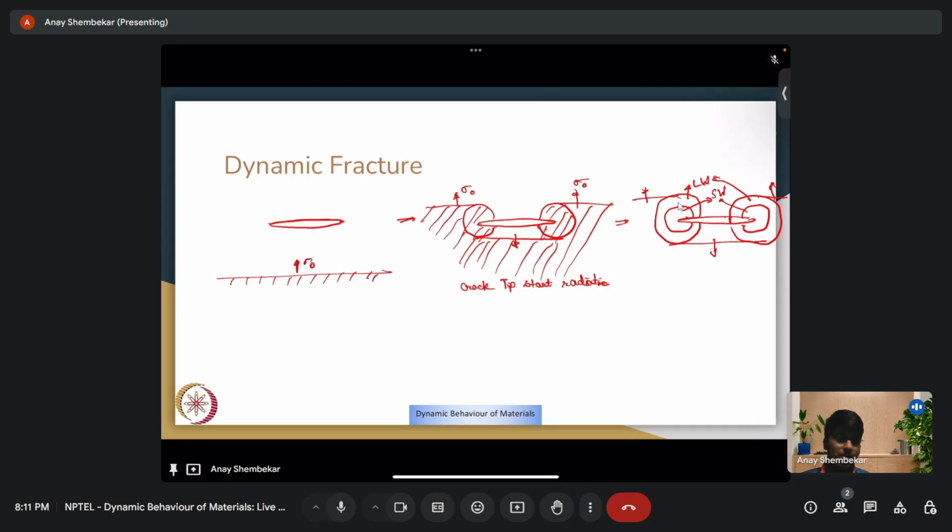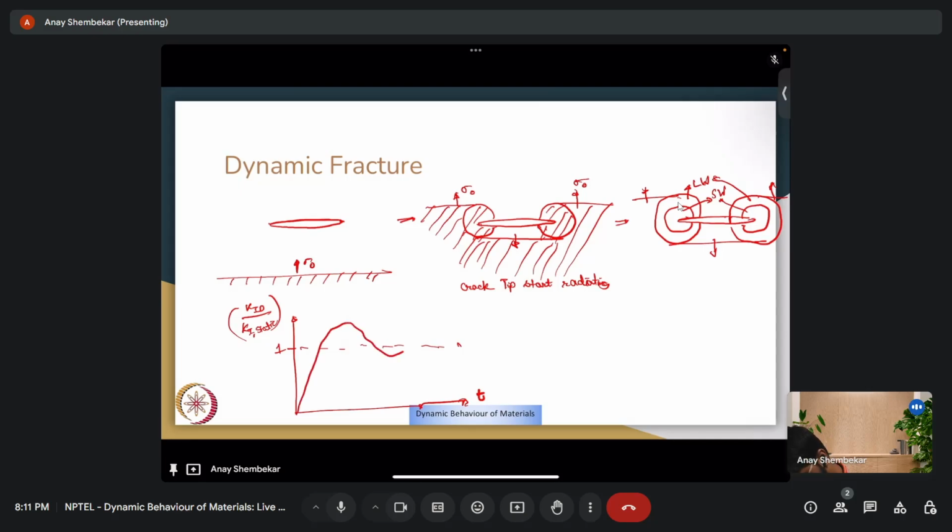And if one were to plot how the dynamic fracture toughness looks, so KID by KI static. So this is one, unity. This is time. Near the crack tip, you have a behavior that goes like this, and then after a while settles down. So right near the crack tip, you can have your dynamic SIF increase compared to your static case.